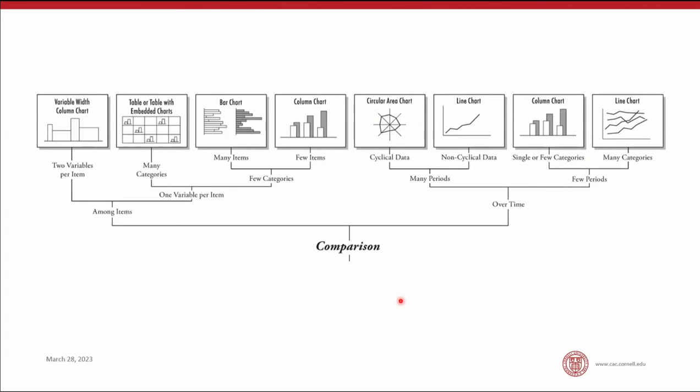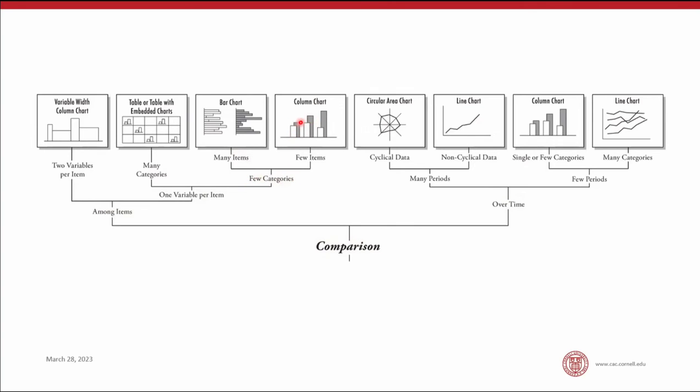Okay, so here's a zoom in on the comparison section. I'm assuming here that we started in the middle of Dr. Abella's diagram. We knew we wanted a comparison chart, and then we asked ourselves, well, is that chart going to be over time or among different items? At first, we went the items route, and we found our way down here to the column chart and then the bar chart. This few categories thing here, we actually only had one category.